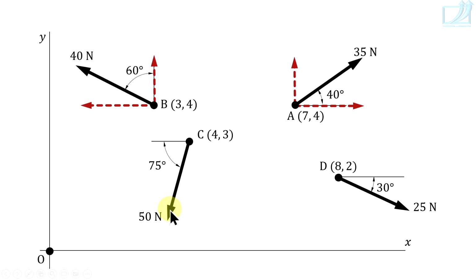Don't actually draw the components. For example, here it is a 50 Newton force. I can visualize the components without drawing them. You must be able to see the components here. Simple. Check here, this force is leftwards downwards.